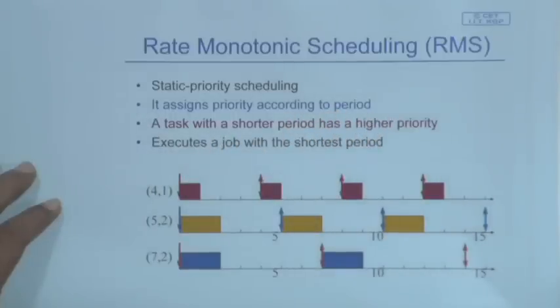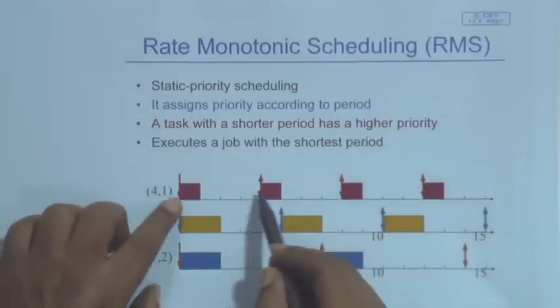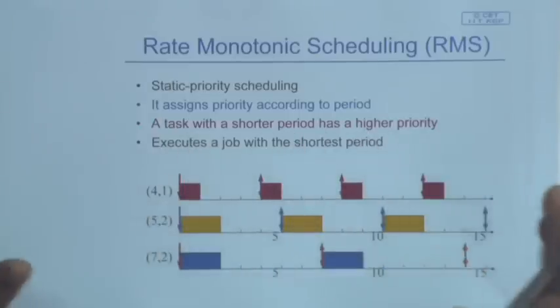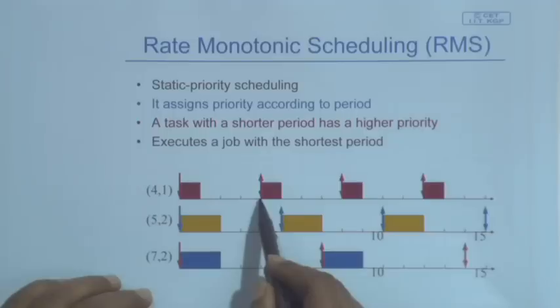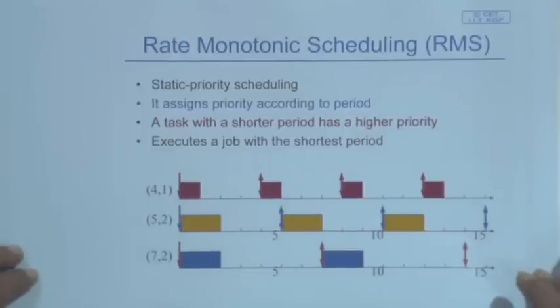Now, what are the priorities? It assigns the priority according to the period. And we have assumed that the period is the same as the deadline for the time being. So, a task with shorter period has a higher priority, that means its deadline is less. So, it will select the job with the shortest period.